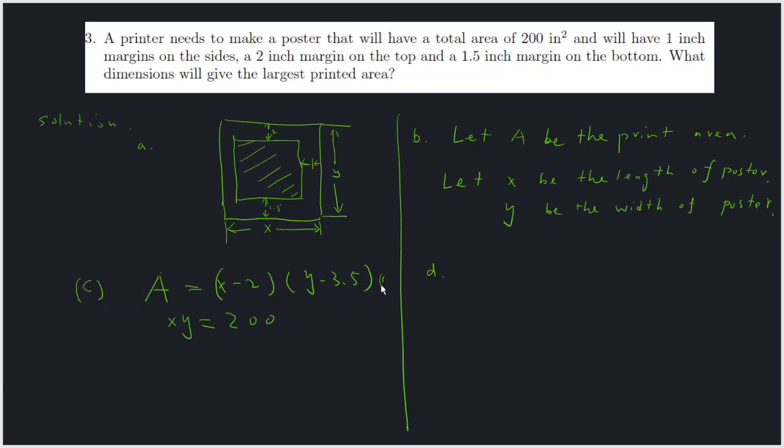I'll call that equation 1. I'll call the second equation equation 2. From equation 2, we can solve the equation for y, right? We have y equals 200 over x. All of you guys can see that. I'll call that equation 3. And then we plug 3 into equation 1.